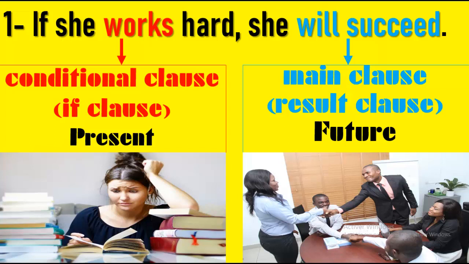So the first conditional in English, the conditional clause or if clause is in the present, and the main clause is always in the future. Be careful. I don't say present simple, present continuous, or present perfect. I just say present. Okay? So all the present tenses. In the future also you can have future simple, you can have future perfect, and you can have also future continuous. So you have to be very careful. Present and future.